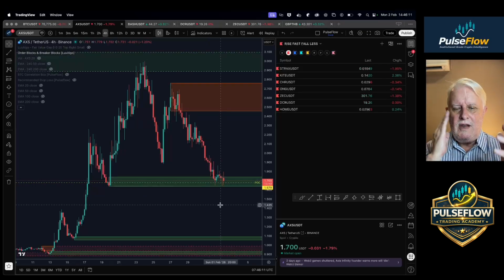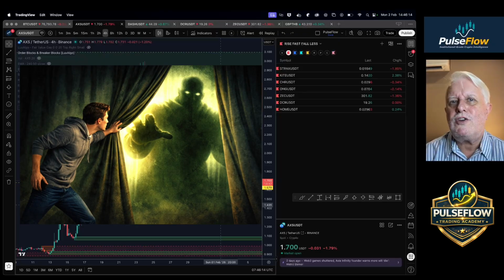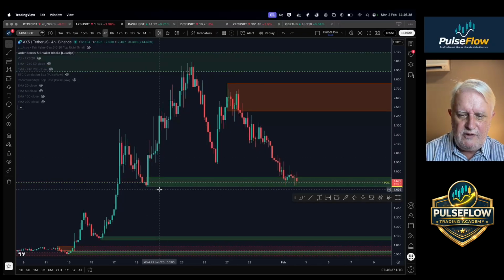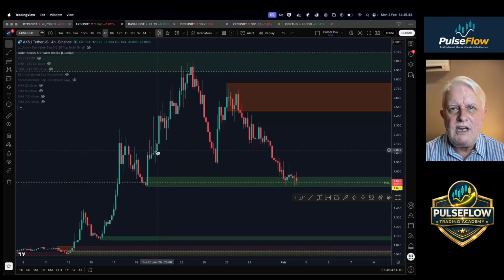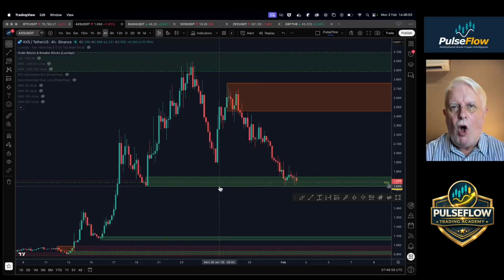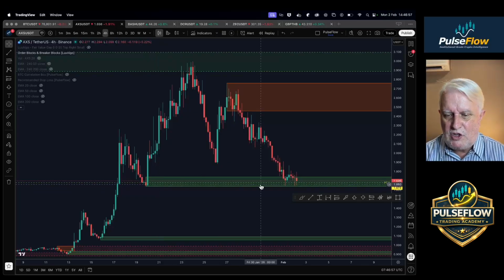Look at that. It's like peeking behind the curtain of the institutions, isn't it? This very large green candle left liquidity in its wake. It went up so fast that lots of orders couldn't get filled. And here they are in a block that you can visualize on a chart.